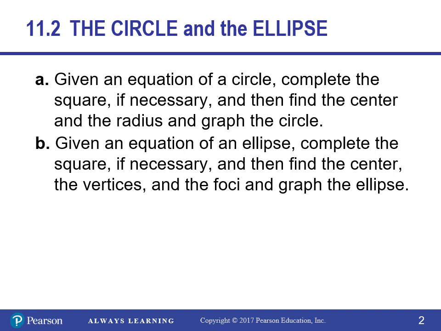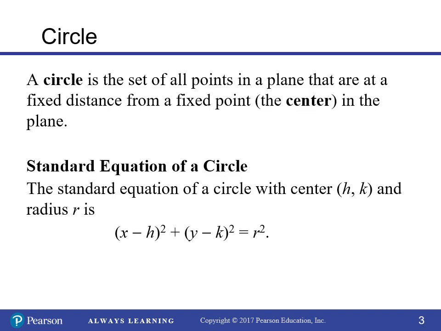Good morning. This lesson is for MAT 151, Chapter 11, Lesson 2, the circle and the ellipse. So our objectives for today are: given an equation of a circle, complete the square if necessary, and then find the center and the radius and graph the circle. And second objective is: given an equation of an ellipse, complete the square if necessary, and then find the center and vertices and the foci and graph the ellipse.